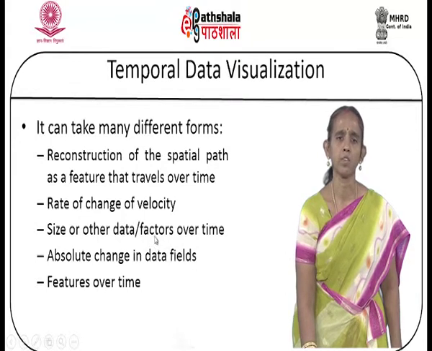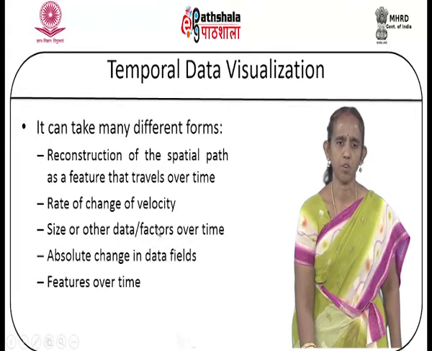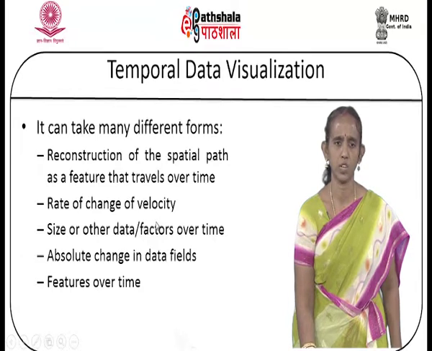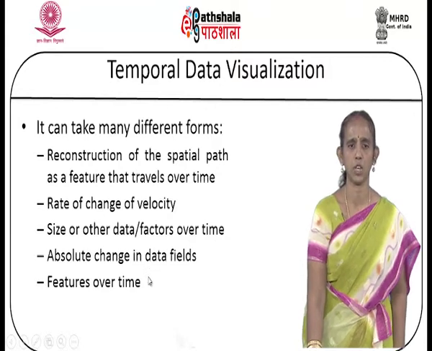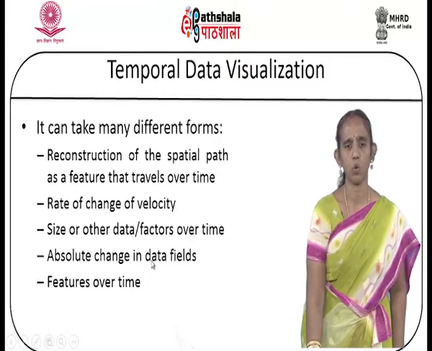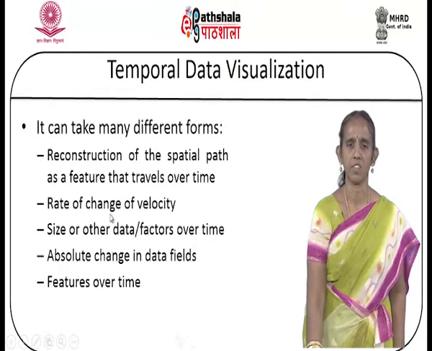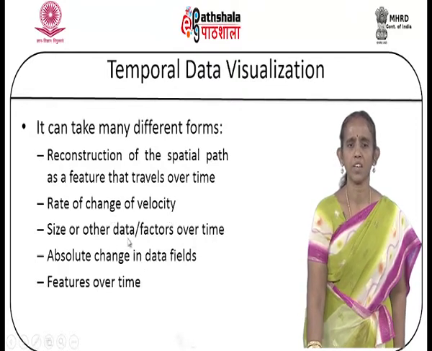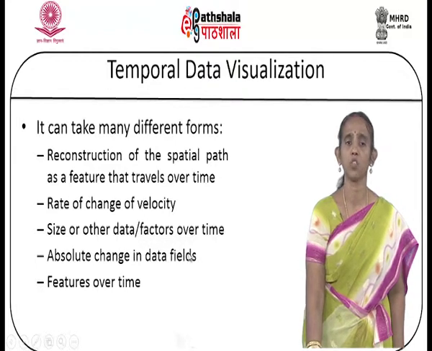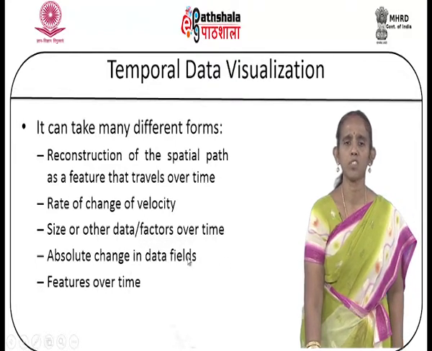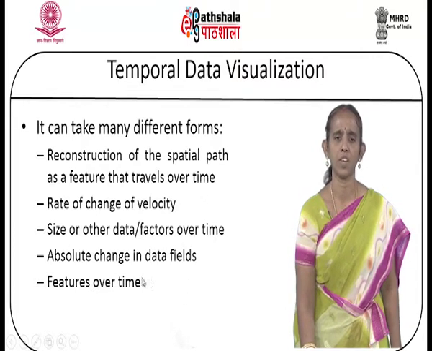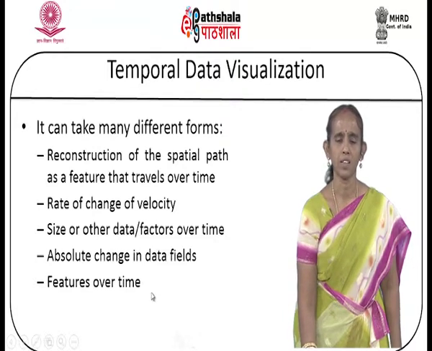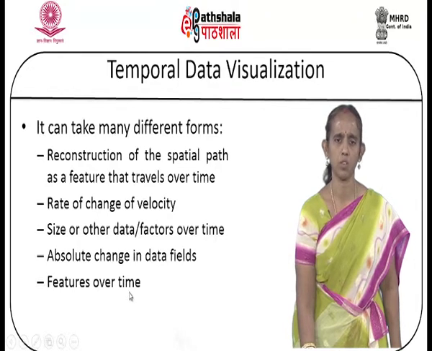Temporal data visualization can take many different forms. It can be considered as the reconstruction of the spatial path of a feature that travels over time. It can be considered as the rate of change of velocity, the size or other data or factors that vary over time, the absolute changes in the data fields that vary with respect to time, and the change in features that vary with respect to time. So these are different types of temporal data wherein the value of the data varies with respect to the time factor.